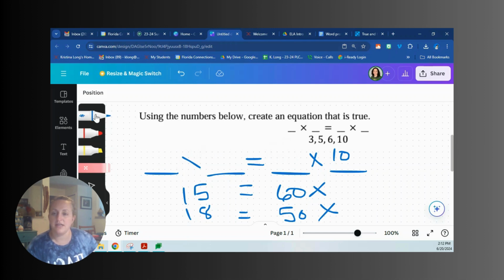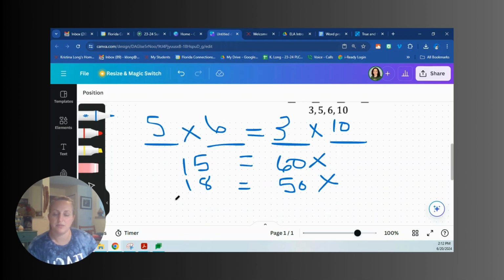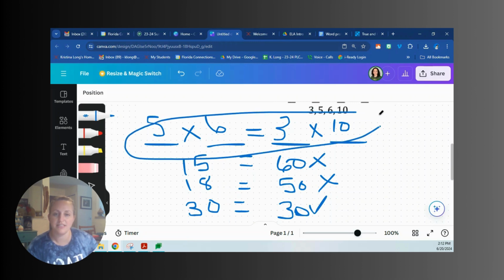All right, I accidentally deleted half of my multiplication symbol. So I'm going to leave the 10 there. I'm going to put the 3 over there. And then right here I have 5 times 6. I'm going to write it, scroll down just a little bit. There we go. All right, 5 times 6 is 30. 3 times 10 is 30. Those are the same, so this would be my equation. 5 times 6 is equal to 3 times 10. And again, I just tried it out until I found what worked.